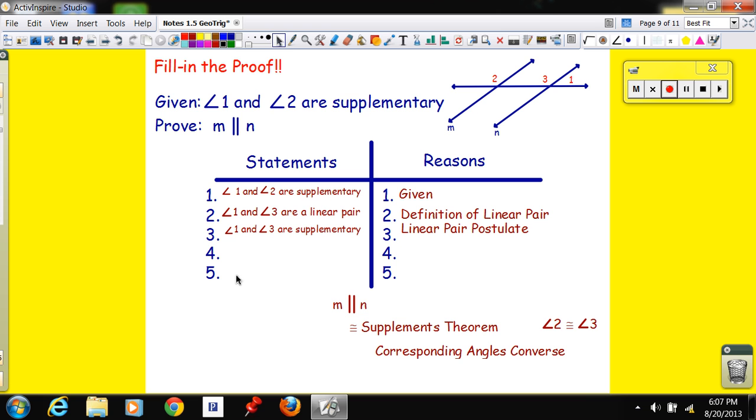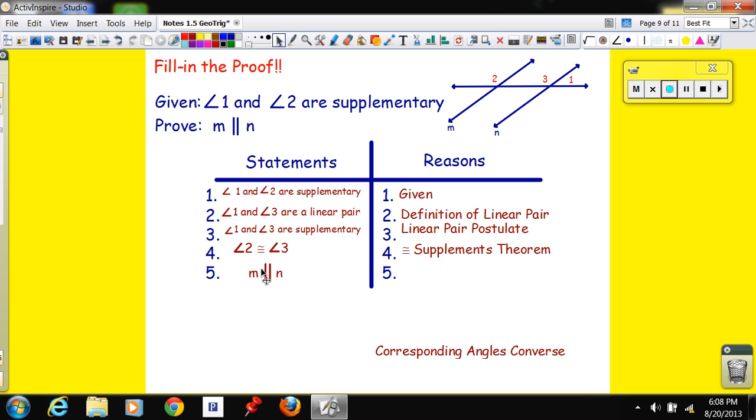All right, so now if angle 1 is supplementary to 2, and 1 is also supplementary to 3, that means angle 1 and angle 2 add up to 180 degrees, and angle 1 and angle 3 also add up to 180 degrees. That means angles 2 and 3 have to be equal to each other. The only way 1 and 2 could add up to 180 and 1 and 3 could also add up to 180 is if 2 and 3 were the same angle. We call that the congruent supplements theorem: if they're supplementary to the same angle, then they have to be equal to each other, or congruent.